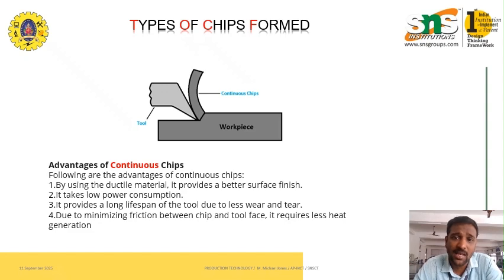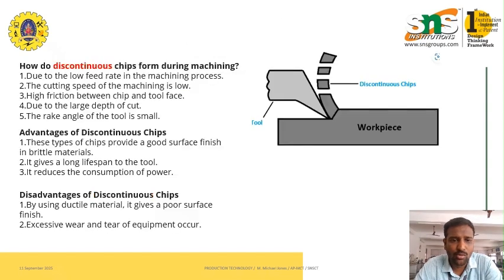That is, we have less wear and tear of the tools. When the tools are used very smoothly, there is very little damage, by minimizing the friction between the chip and the tool face, which requires lesser heat generation. So these are certain advantages that can be seen in continuous chip formation. Now we'll move to discontinuous chips.